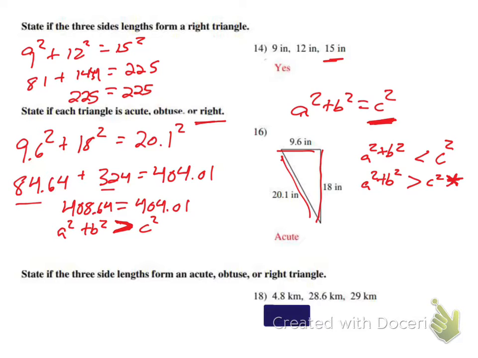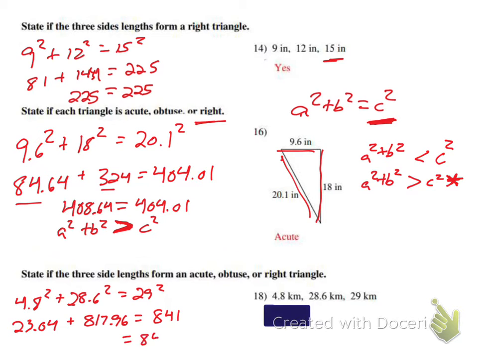All right, state if the three side lengths form an acute. So it's the same thing. I'm going to do the same exact thing. I'm going to do 4.8 squared plus 28.6 squared is equal to 29 squared. 4.8 squared is equal to 23.04 plus 28.6 squared, which is going to be 817.96. And then I just have 29 squared. This is equal to 841.